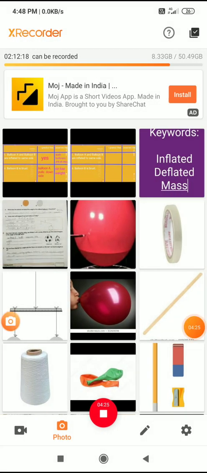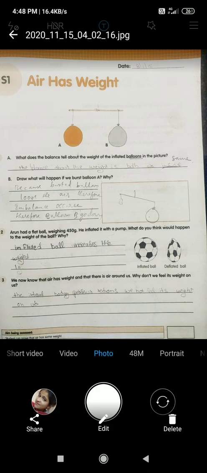Now all of you open your volume 2, page number 35. Write today's date, air has weight, S1. First question, a diagram has been given about your activity. What does the balance tell about the weight of the inflated balloons? By seeing this picture, what can you write, would both the balloons have the same weight or not? That you write as your own answer.